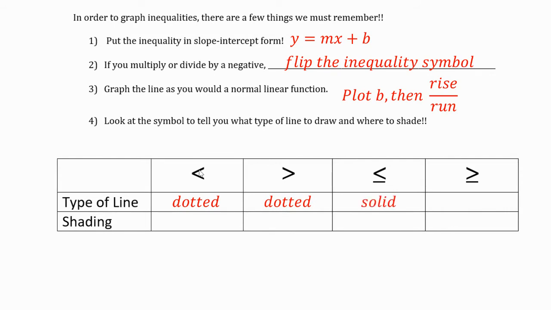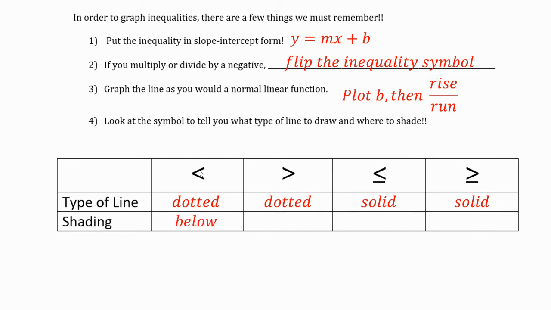This symbol is less than or equal to, so it's a solid line. Greater than or equal to is also a solid line. Now for the shading. Less than, if you think about the y-axis, where is all the numbers that are less than a number? That would be down below, so we would shade below.